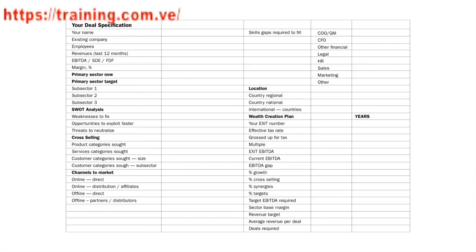So here's the output from today's session. It's your deal specification one sheet. And this is your implementation work for this week, to populate this one sheet, which will become your mission statement and your lens through which every business you encounter will be measured. So print it out, stick it on your wall, print another copy, have it with you at all times. Think of it as your deal-making GPS.